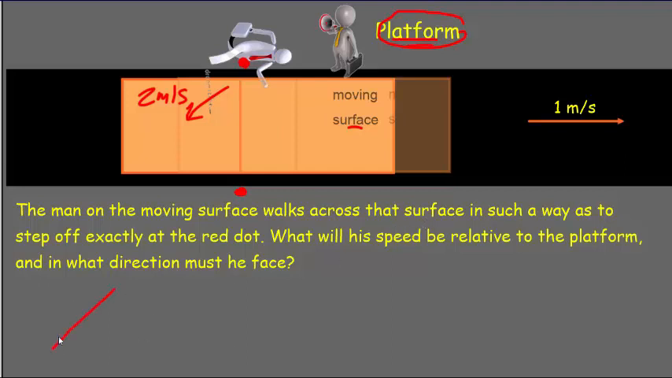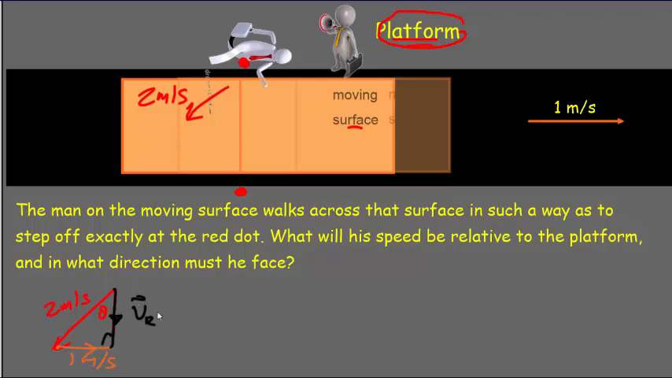So we know the man is walking at a speed of 2 meters per second. We don't know what his angle of orientation is. We'd like to find that out. And now we need to add that to the 1 meter per second, which is the motion of the platform. And we know that that's directly to the right. Now when we add up those two vectors, we get a resultant that goes straight across, and that would be the resultant velocity, or the velocity relative to the platform. So we'll call that vector VR.